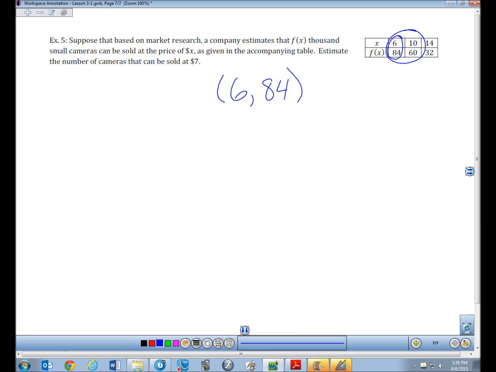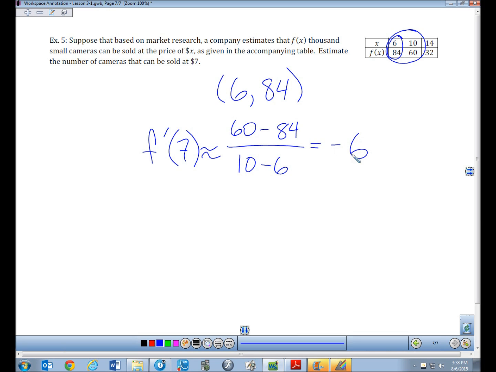Now, we also need a derivative. Well, it's going to be difficult to do a derivative if we only have discrete values. So what we have to do instead is just find the mean value, or the average rate of change, or slope of the secant line, or the difference quotient between these 2 points, which is 60 minus 84 over 10 minus 6. So what we're basically saying is f prime of 7 is approximately, so the slope is approximately this. Now that's negative 24 over 4, so that comes out to be negative 6. And that would be in 1,000 small cameras per dollar, if that was necessary for this particular problem. It's not. We're just trying to estimate the number of cameras that can be sold at $7.